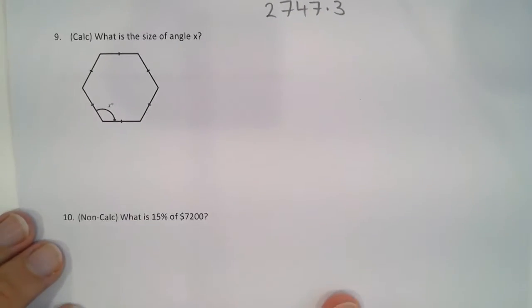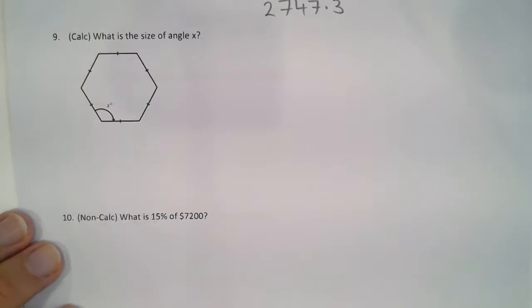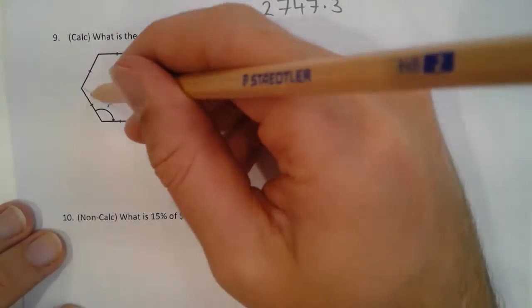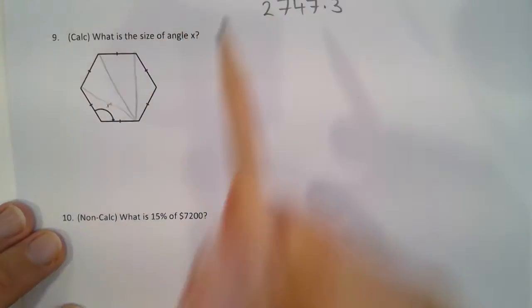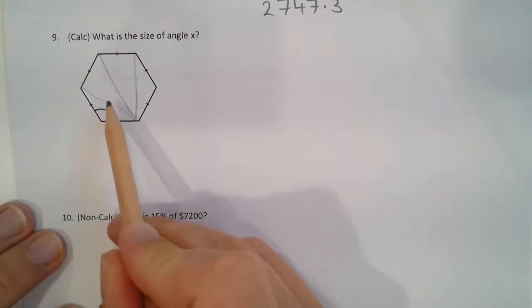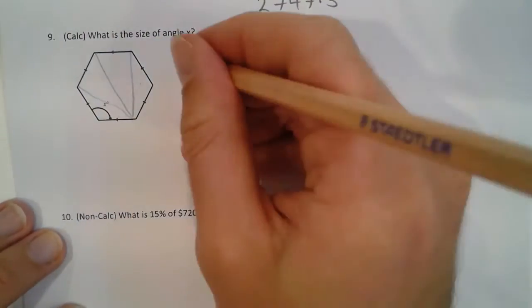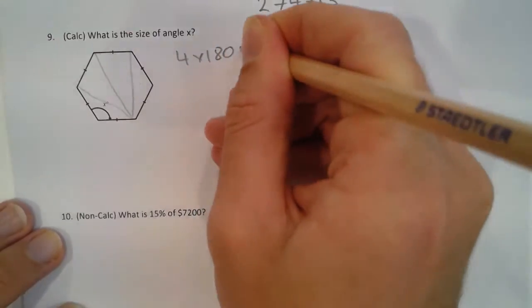Number 9, right. What's the size of angle X? So we have a regular shape because all the sides are the same length. And it's a hexagon because it's got 6 sides. Now, there's a few ways of doing this question. I'll do it 2 ways for you. Why not? First way, if you cut your shape up into triangles, you'll see that there's 1, 2, 3, 4 triangles.